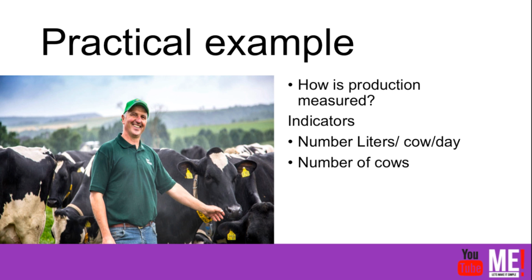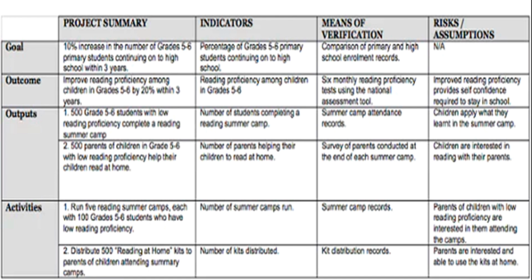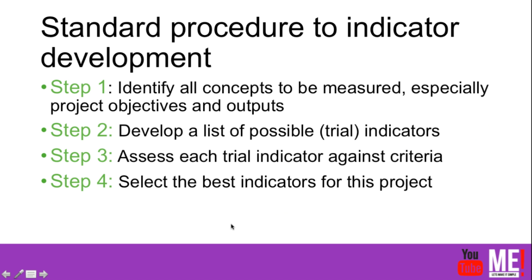So you want to be able to track indications as to whether things are moving in the right direction or they are falling short. So indicators provide a means to measure progress. Indicators provide a solid basis to report on the work achieved. And there are also other important reasons which you can explore, but I'm sure you get the main point. These are meant to make your life easier. So back to the log frame. If you can look at the log frame right now, there are indicators from the goal, the outcome, the output, and activities. All these lists all the indicators.